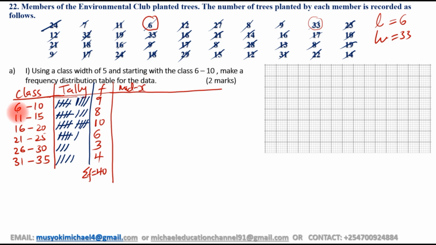So for the class we add the extreme values and then we divide by 2. So 6 plus 10, that is 16, divided by 2, 8. The next one, 11 plus 15, that is 26, divide by 2, 13. In other words, since the class interval is uniform, we can add the class width. So 13 plus 5, we have 18, plus 5, 23, plus 5, 28, plus 5, 33.